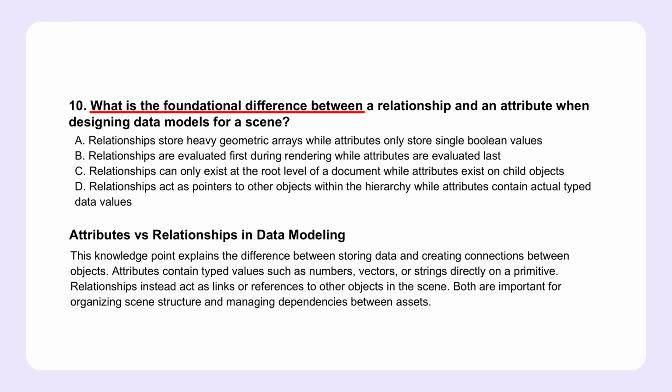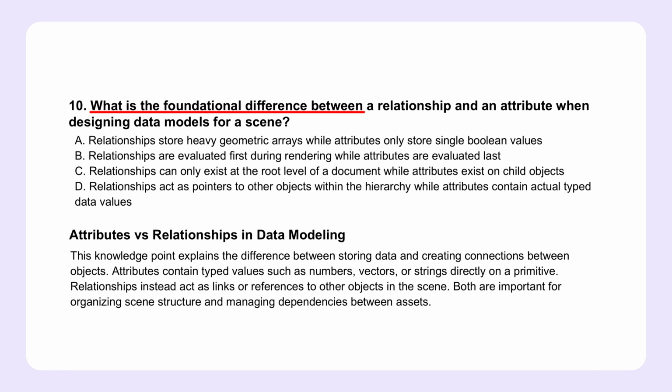And the options. Option A. Relationships store heavy geometric arrays while attributes only store single Boolean values. Option B. Relationships are evaluated first during rendering, while attributes are evaluated last. Option C. Relationships can only exist at the root level of a document, while attributes exist on child objects. Or option D. Relationships act as pointers to other objects within the hierarchy, while attributes contain actual typed data values.